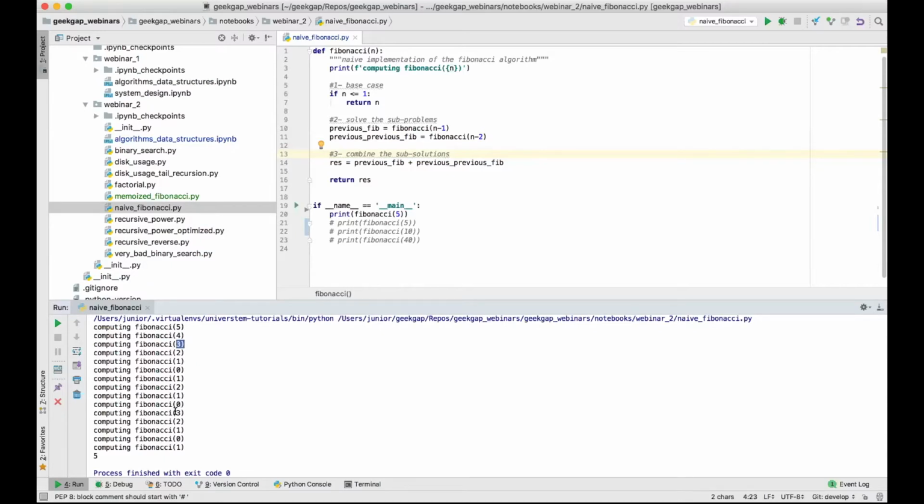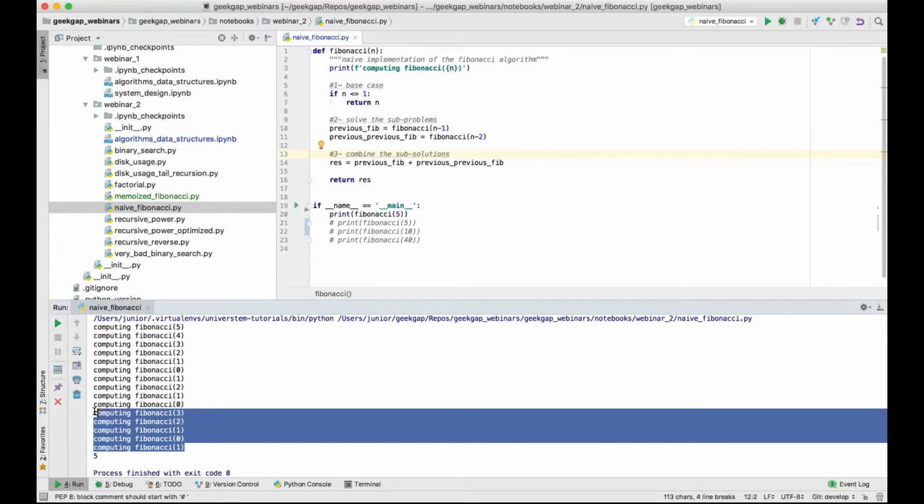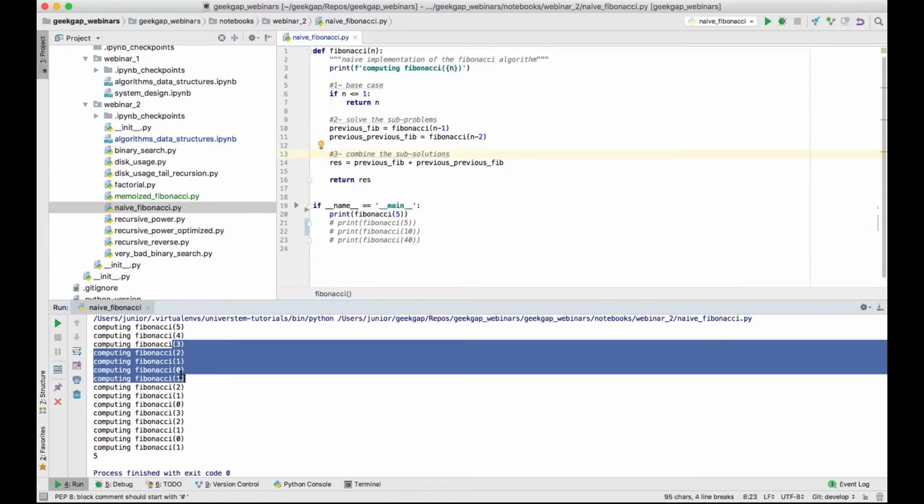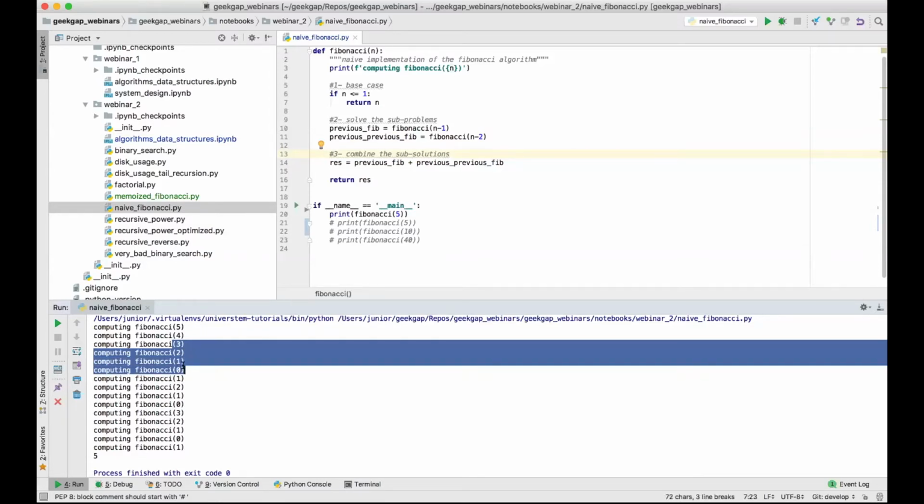But Fibonacci of 3 was already computed here, because all these steps here are actually meant to compute Fibonacci of 3. So when we are computing this Fibonacci of 3, we are actually doing double work because we did it before already. If you understand this, you understand what the problem is with this approach of computing the Fibonacci numbers. We are repeating, doing the same thing many times, over and over again.